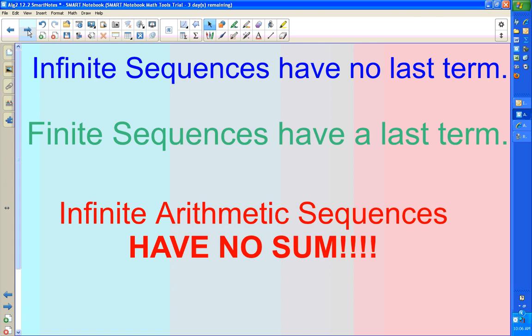If you can't tell the difference on Wednesday, you're in trouble. So I say this today, which is, yeah, this is a no-brainer. Infinite arithmetic sequences have no sum, ever. But it has to be infinite, and it has to be arithmetic. Come tomorrow, that's not going to be true all the time. And on Wednesday, when I give them to you with no labels, you better be able to tell the difference. So if it's arithmetic, it's infinite, there's no sum. It doesn't matter what you're adding over and over and over again.